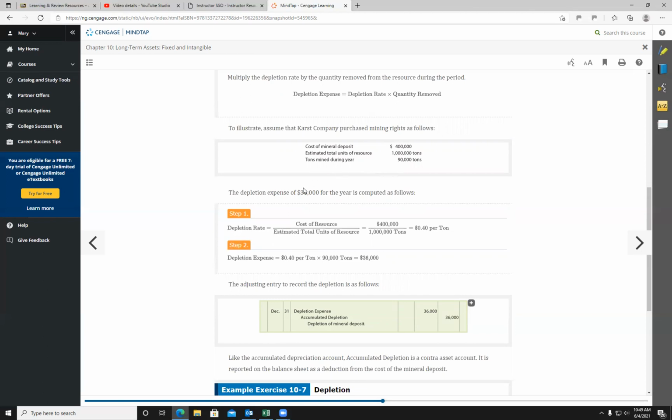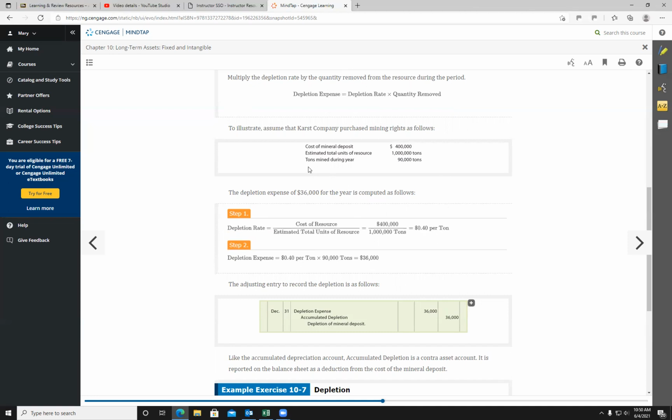Again, let's repeat that. To come up with the depletion expense that you're going to record, you first calculate the depletion rate, which is the cost of the resource, the cost of the mineral mine, $400,000, divided by the estimated total units of resource. They're estimating there's about 1 million tons in that mineral mine that can be removed. So you divide that 400,000 by the estimated total amount of resources, and that gives you your per ton amount. So it's 40 cents per ton.